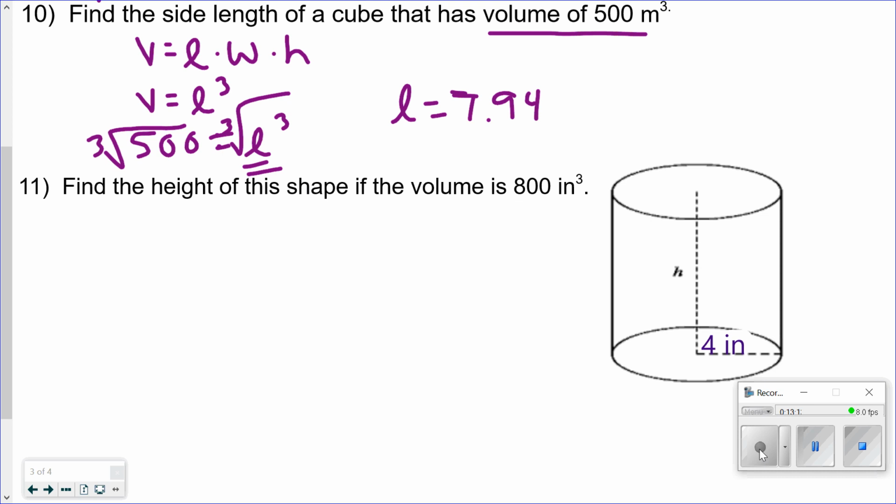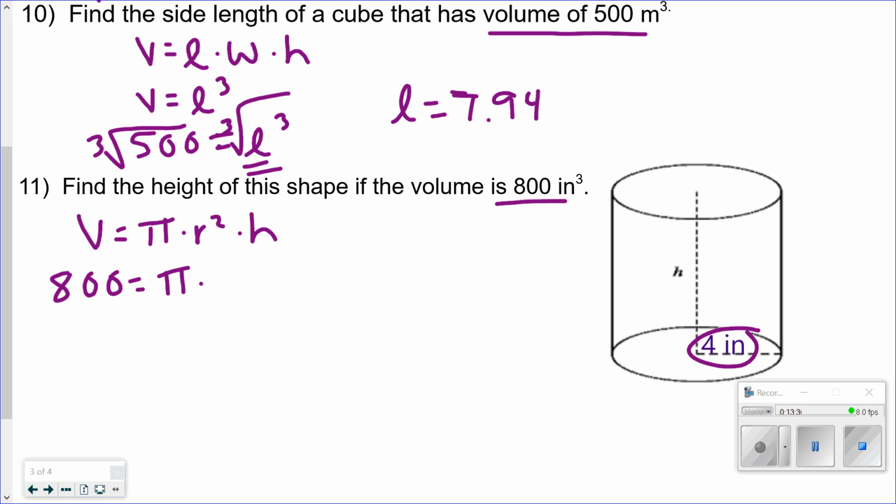Number 11, find the height of this shape if the volume is 800 inches cubed. Looking at this shape, we know we have a cylinder, and the volume of a cylinder is pi times r squared times the height. So 800 is equal to pi times our radius, which we see is 4, so 4 squared times the height. Let's simplify this. We know that 4 squared is 16. So 800 is equal to, and I'm going to put the 16 first because it is multiplying, you can flip things around, 16 pi.